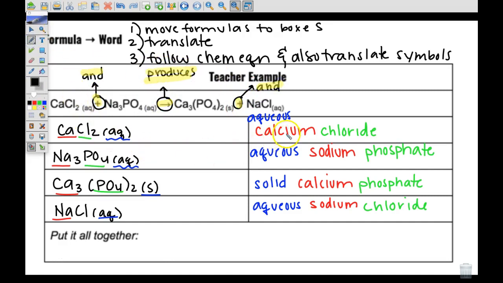So now what we need to do is we need to take our word equation and we're going to put it in the same order as the chemical equation that we were given. So because we're just starting off, we're going to start with a really basic format of this. So let's say aqueous calcium chloride, because that's my first chemical formula and it's my first thing I translated. And then I see the plus sign, so we said that was and. So then I have Na3PO4, and I translated that as aqueous sodium phosphate.